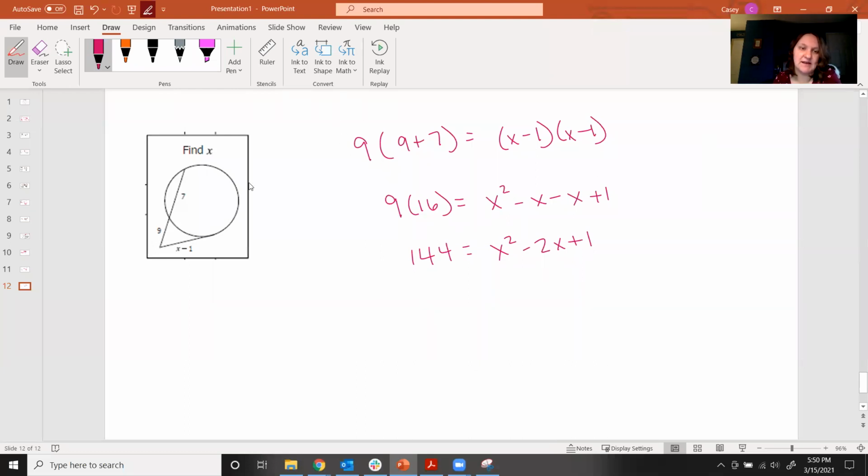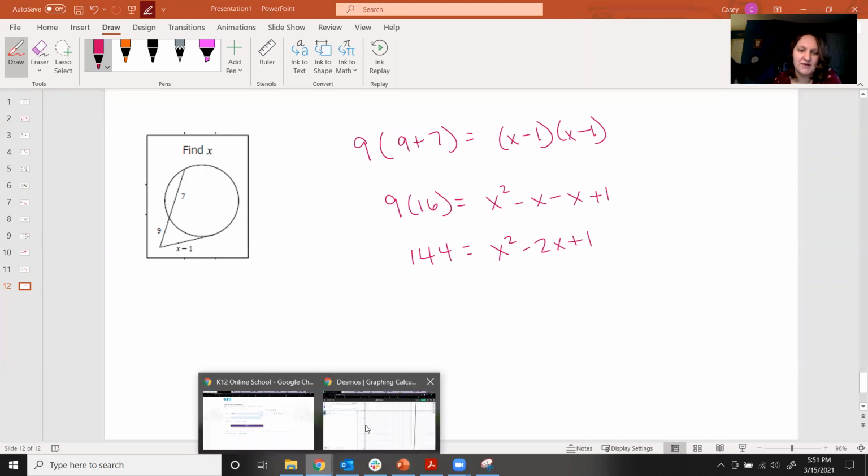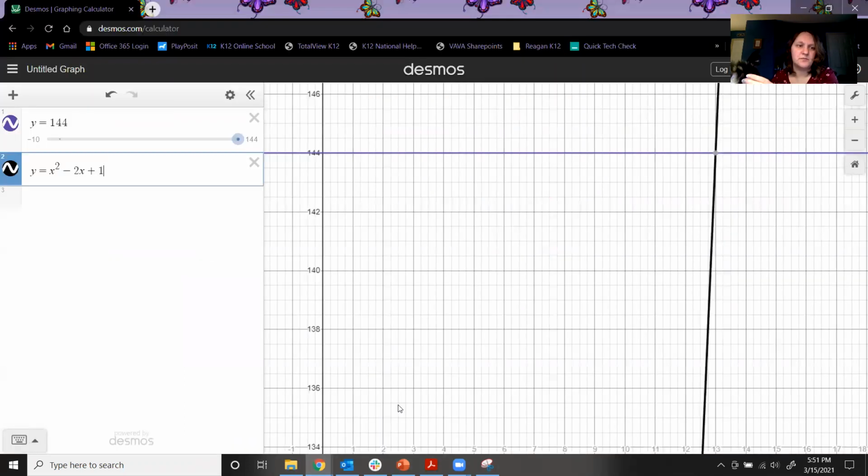The piece on the outside was 9. The length of the whole thing will be 9 plus 7, or 16. Here, the piece on the outside is x minus 1, which is also the length of the whole thing. So you get x minus 1 times x minus 1. You could, at this point, enter this right into Desmos. I simplified it a little bit before I did that. 9 times 16 is 144, and I did multiply my binomials here, combine my like terms, and got x squared minus 2x plus 1.